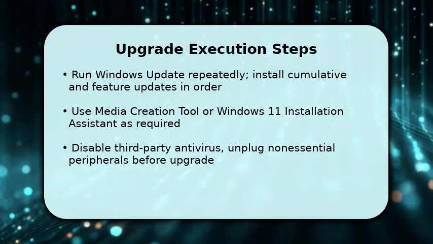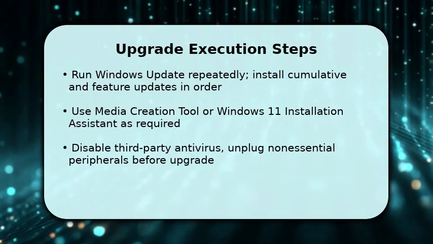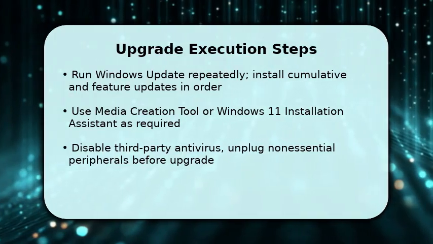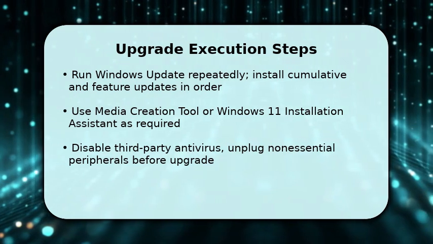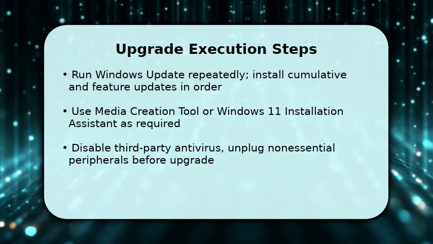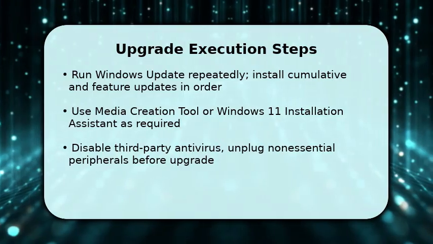During installation, disable third-party antivirus and remove extra USB devices to avoid driver conflicts. These steps reduce failure. After the upgrade finishes, sign in and confirm Windows is activated and updates resume.